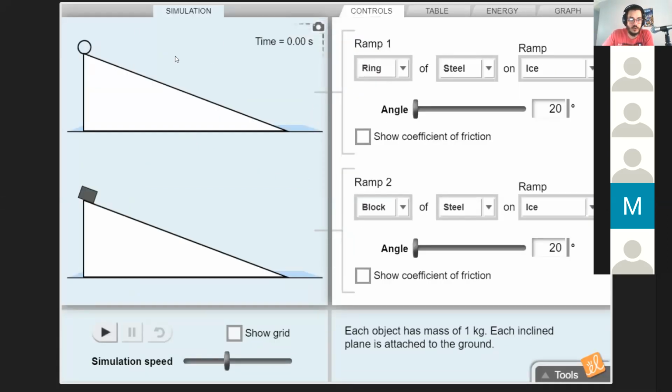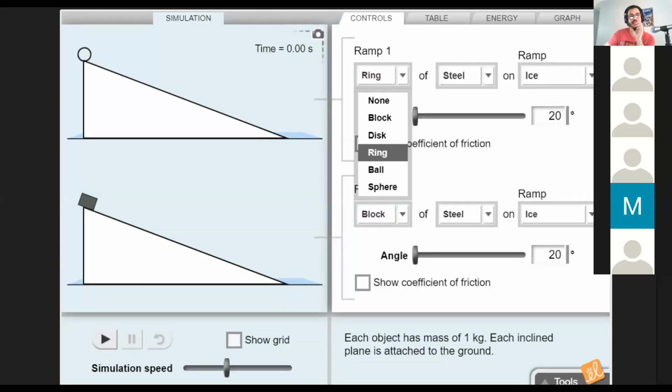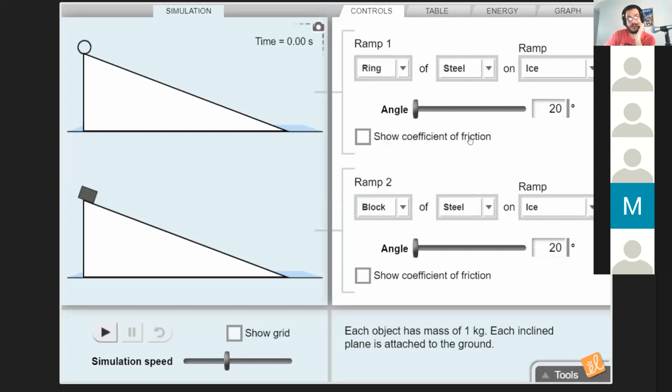We have the ability to control the incline of a ramp in degrees, not radians. We have the ability to control the objects at the top. For one thing, we can drag them up and down. We can also change the shape, and we can change the material of the object and the material of the ramp. So, we can see the coefficient of friction, which is a function of the material of the object and ramp. Remember, coefficient of friction always takes both objects into account. So we have a steel ring on ice. We have a block on ice. Just to cheat, we can see the coefficient of friction. A lot more friction on the block.